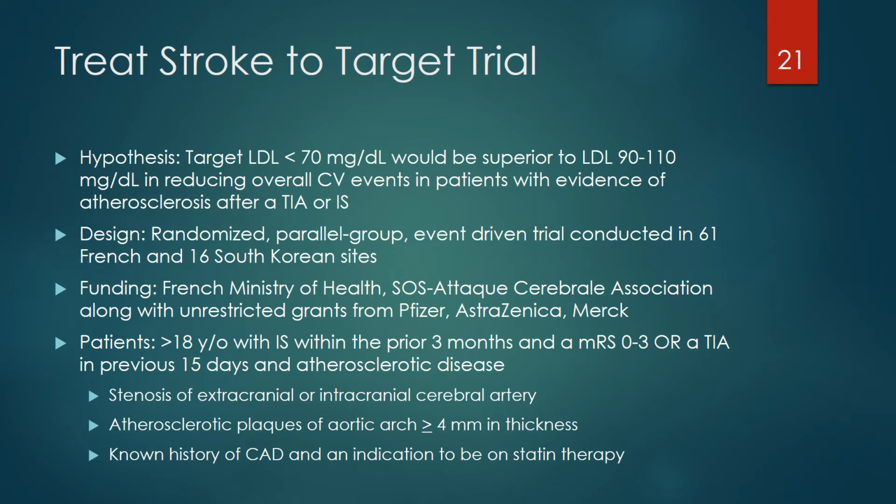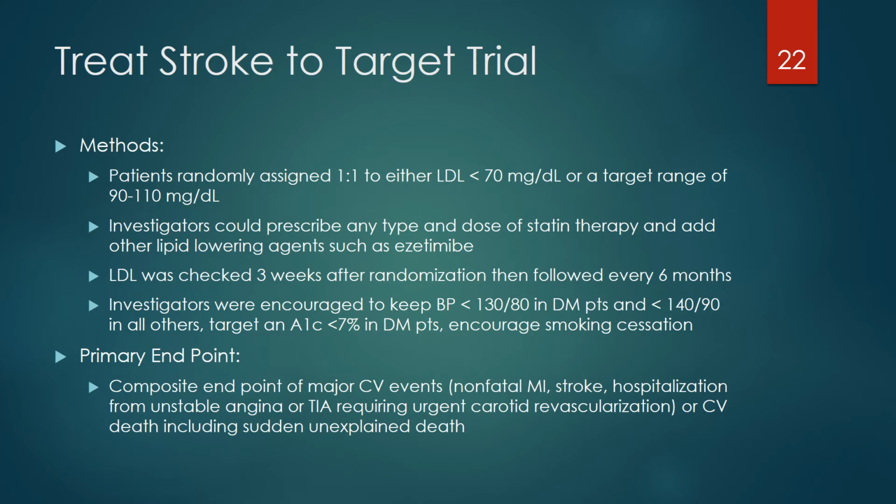Patients were 18 years or older with ischemic stroke in the prior 3 months and a modified Rankin scale of 0 to 3, or a TIA in the previous 15 days, and atherosclerotic disease. And that atherosclerotic disease was defined as a stenosis of extracranial or intracranial cerebral artery, atherosclerotic plaques of aortic arch greater than 4 millimeters in thickness, or a known history of CAD and an indication to be on statin therapy. Patients were randomly assigned to either the less than 70 or the 90 to 110. Investigators could prescribe any type and dose of statin therapy and add any other lipid-lowering agents such as ezetimibe.